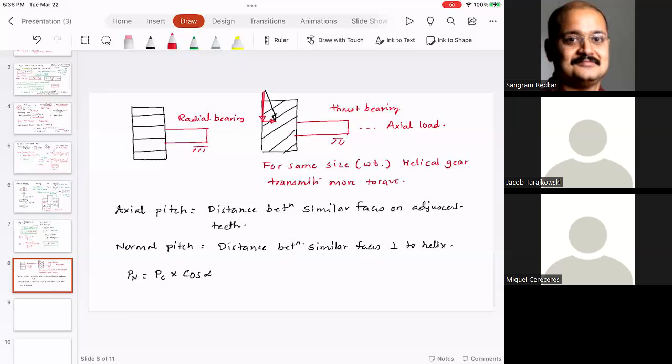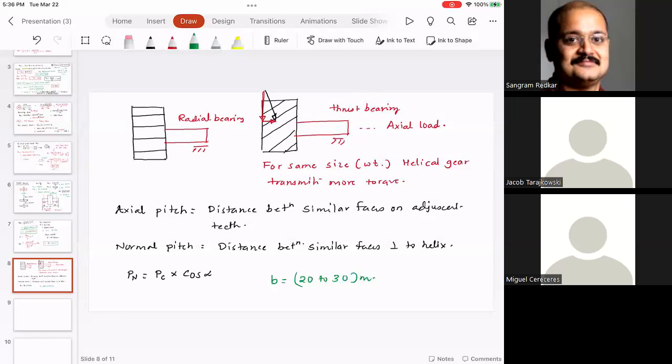And one thing, please note that now face width B is going to be 20 to 30 times module. So in spur gear, the face width to module ratio was about 10 to 14. But in the case of helical gear, the face width to module ratio can go from 20 to 30. That's why you will see the helical gears, they are stronger compared to the spur gears, because you just cut at helix and that gives you more material.